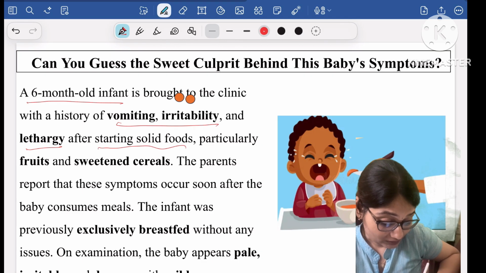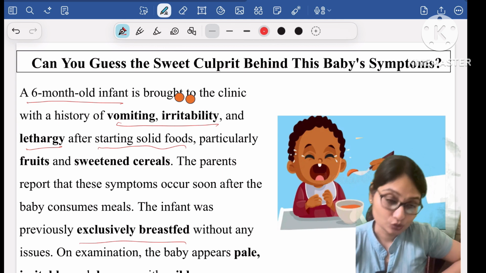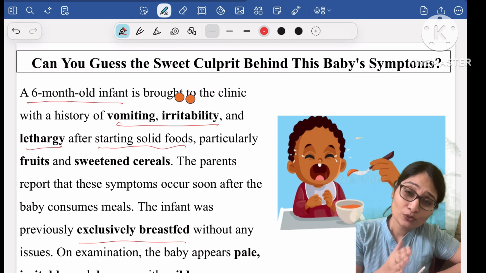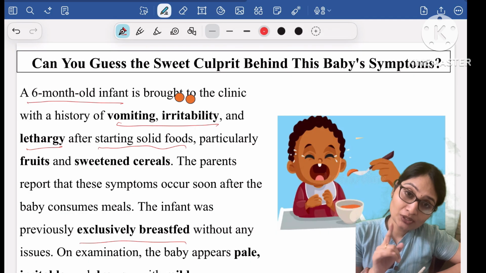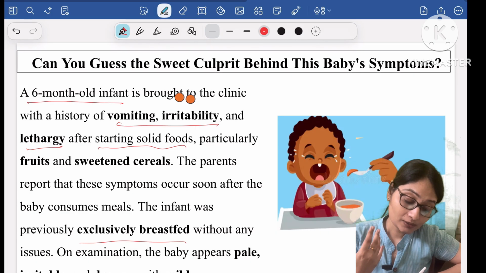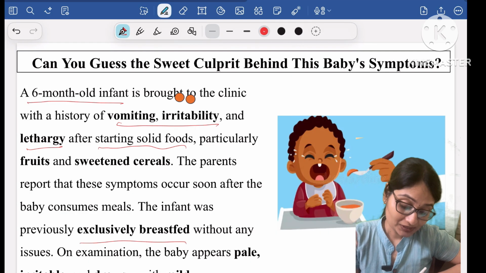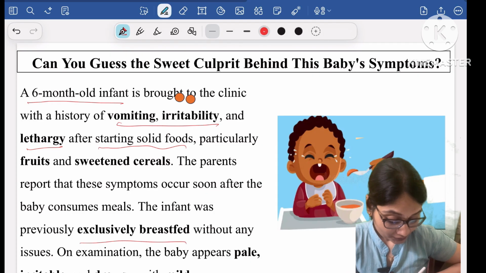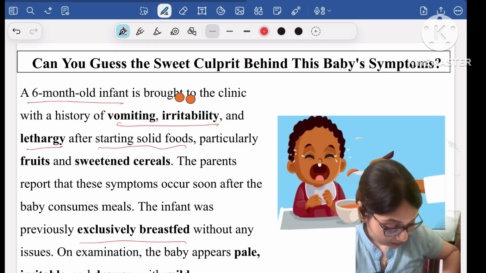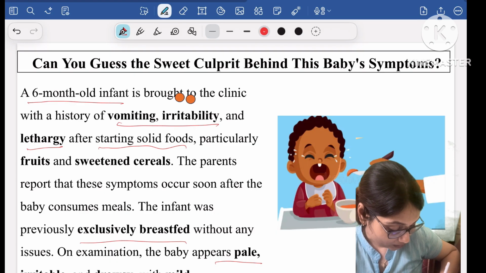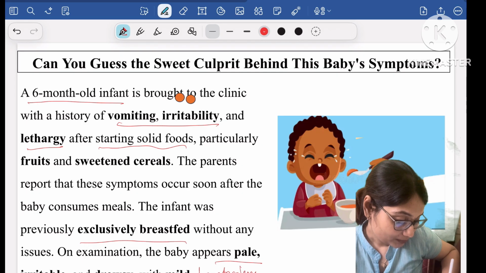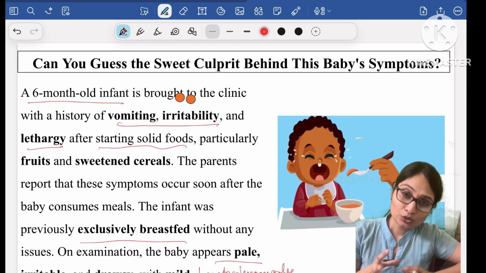The infant was previously exclusively breastfed without any issues. So what does it mean? As long as the baby was exclusively breastfed, it did not have any issues. Once the baby was put on supplementary feeds, it started producing symptoms of vomiting, irritability, and lethargy. On examination the baby appears pale, irritable, drowsy with mild hepatosplenomegaly. So what do you mean by hepatosplenomegaly or hepatomegaly? Hepatomegaly is nothing but enlargement of the liver.